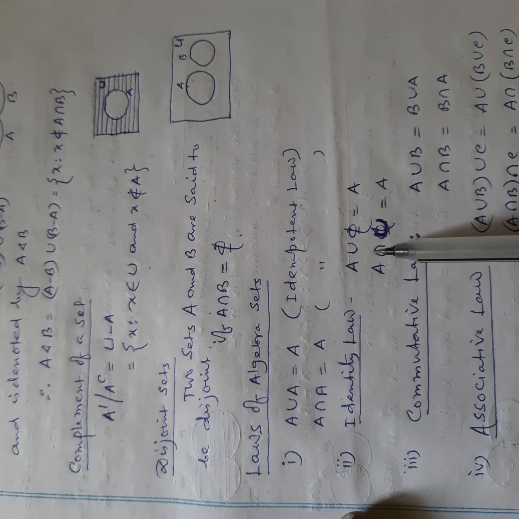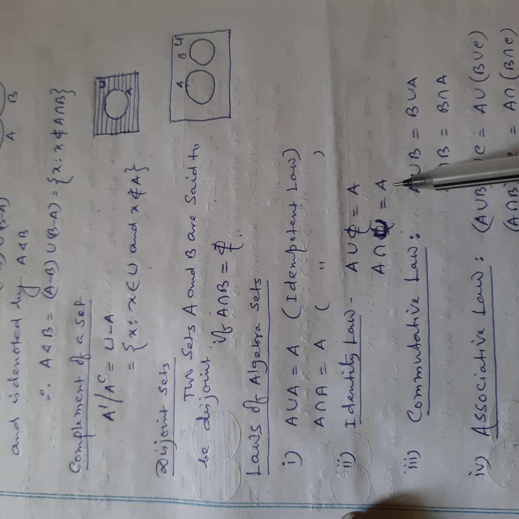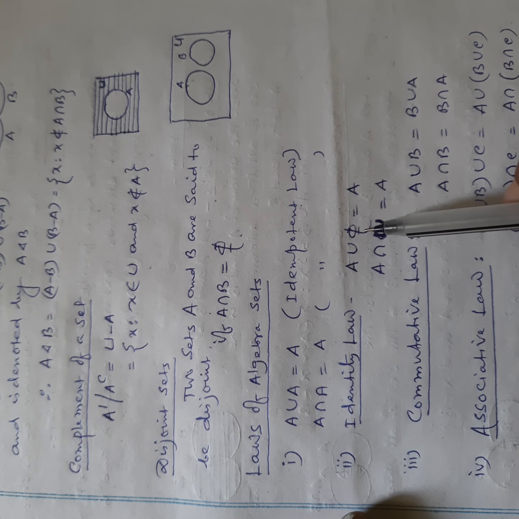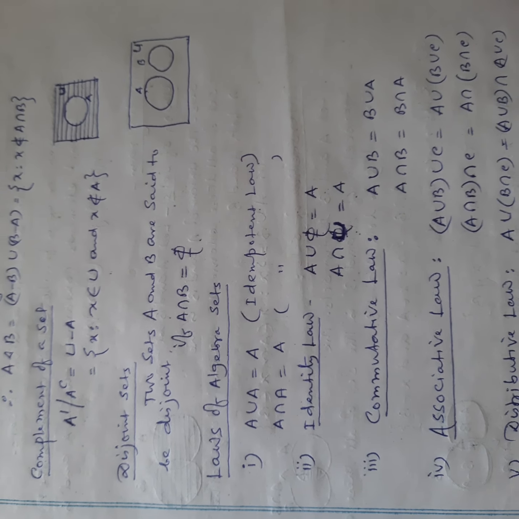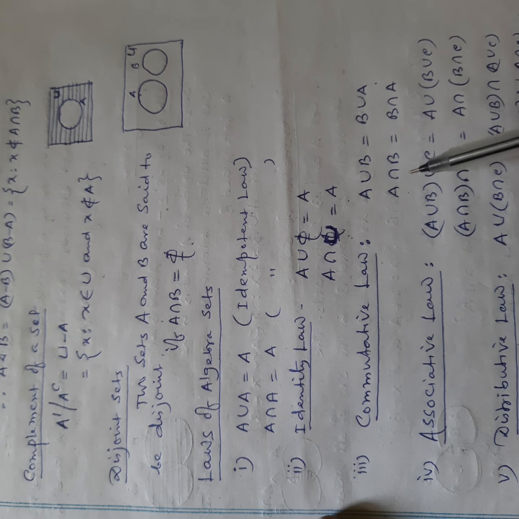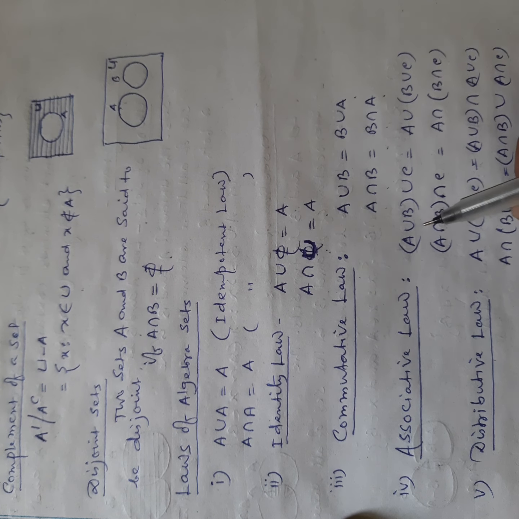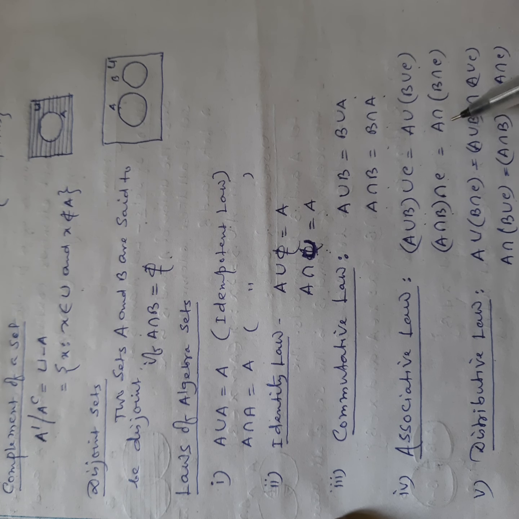Identity law, A union phi equals A, and A intersection U equals A. U means universal set. Commutative law, A union B equals B union A, and A intersection B equals B intersection A. Associative law, A union (B union C) equals (A union B) union C, and A intersection (B intersection C) equals (A intersection B) intersection C.